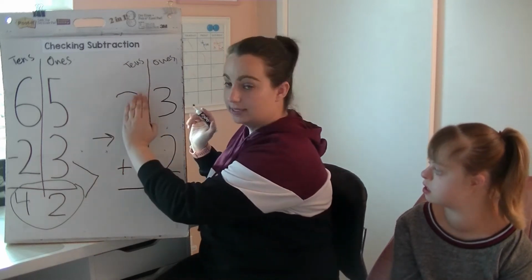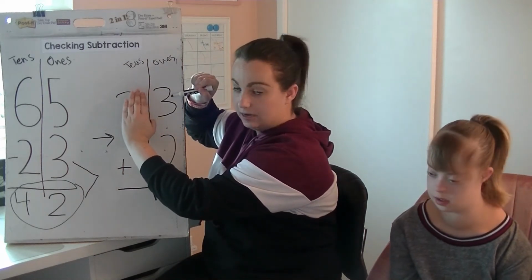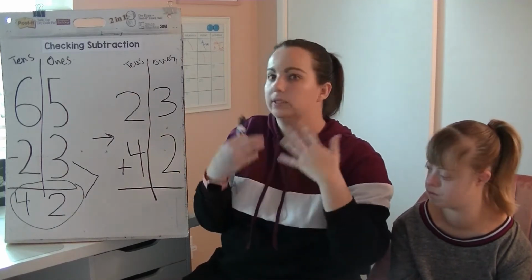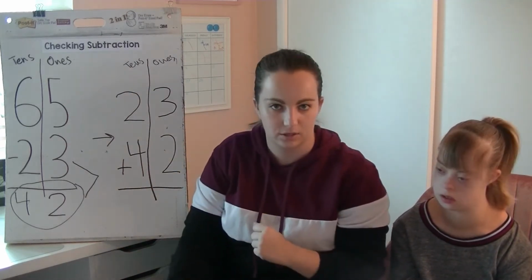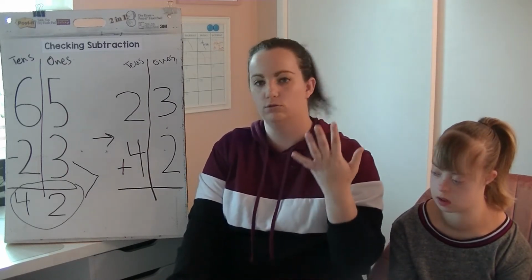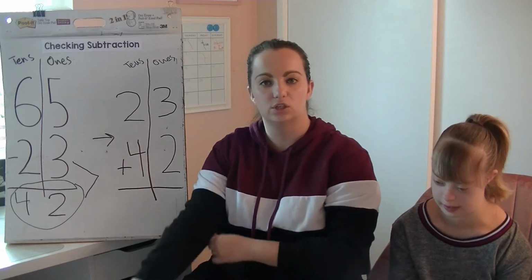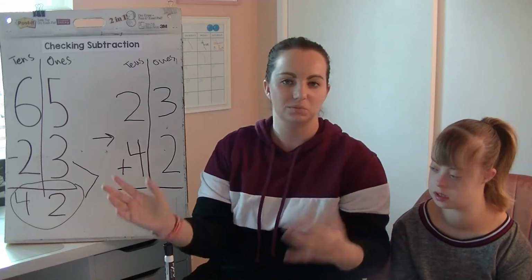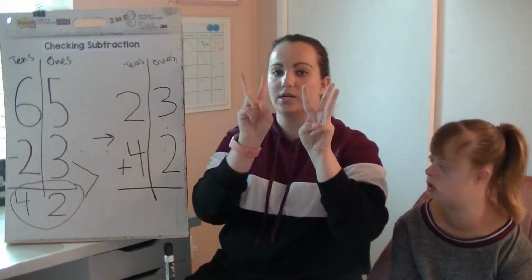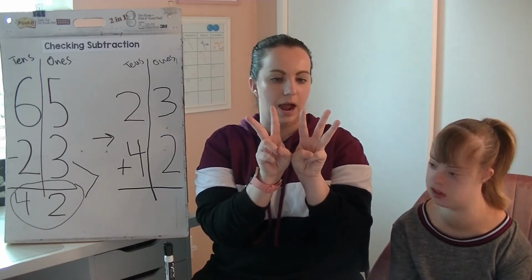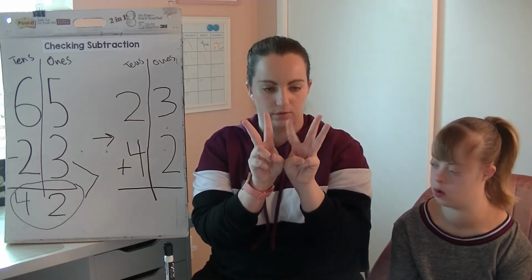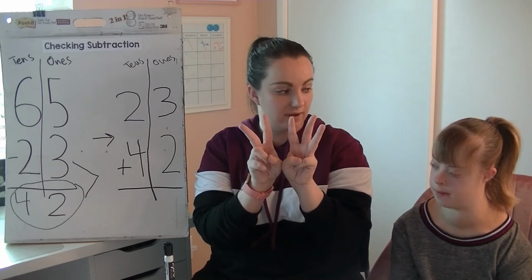Looking at just the ones side, I have 3 plus 2. Maybe from all the addition we've done, you know that answer. If not, don't stress. You can draw pictures to solve it, use your fingers, whatever you need to do, okay? I'm going to just use my fingers for speed. 3 plus 2. How many altogether is that? 1, 2, 3, 4, 5.